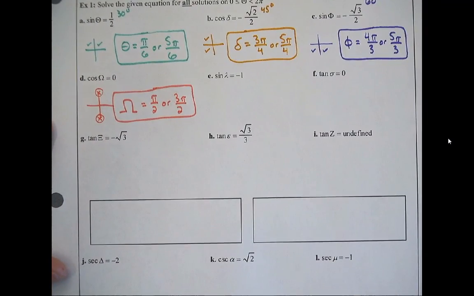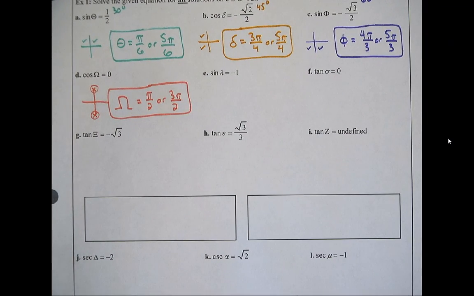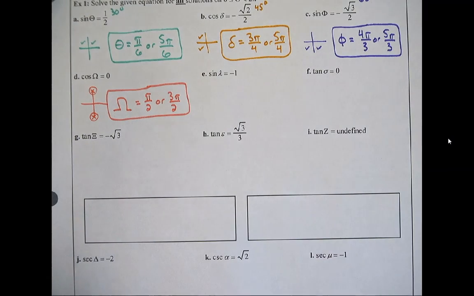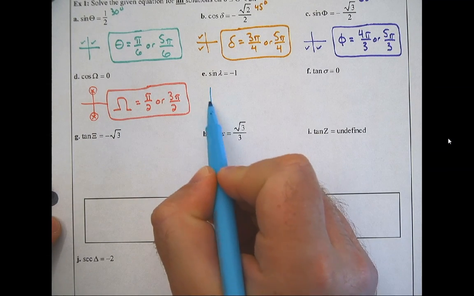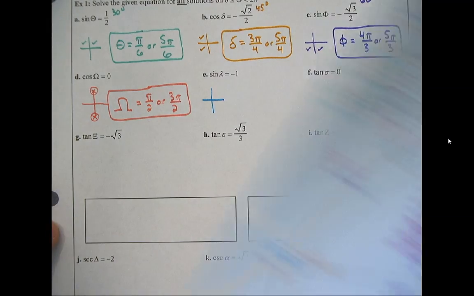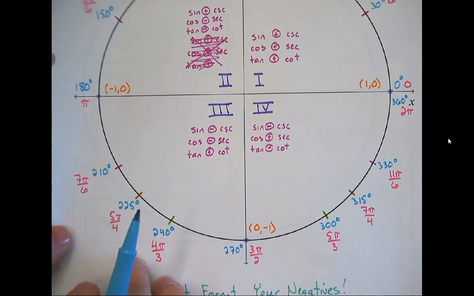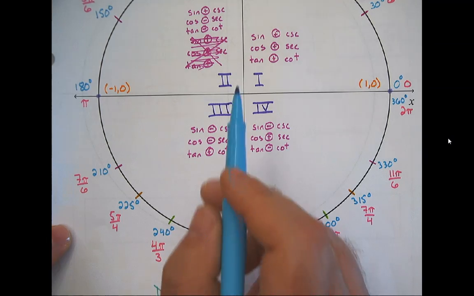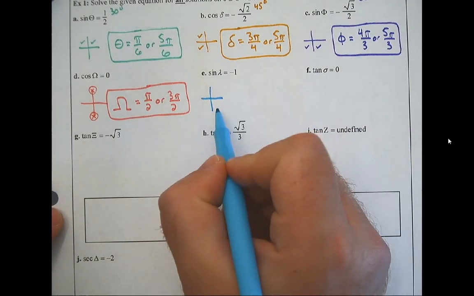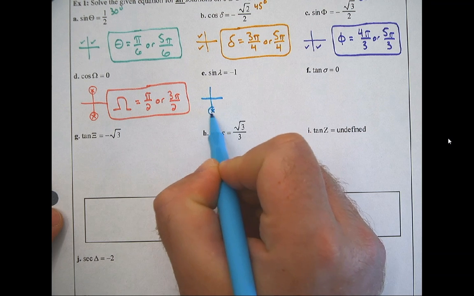Let's have you try the next one. Pause if you haven't. Okay, sine is -1. Now this one's interesting. Everything up to this point had two places in the unit circle. There is only one place where sine is -1, where y is -1. And that would be that location right there. So sine is -1, only there.